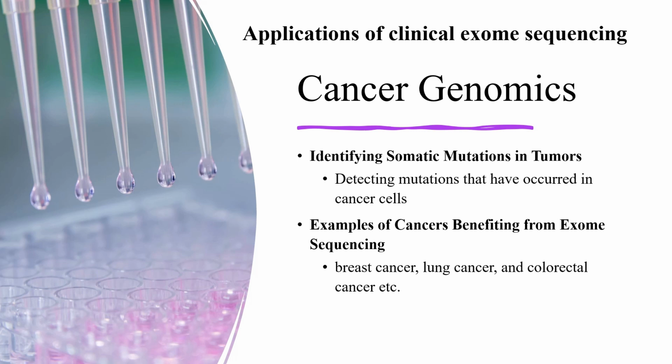Cancer genomics: clinical exome sequencing also has application in cancer genomics, because we can use this technique to identify somatic mutations. Somatic mutations are those mutations which are mainly in the somatic cells of the body. Those somatic mutations will be captured, and then we can diagnose certain types of cancers like breast cancer, colorectal cancer, lung cancer, etc.